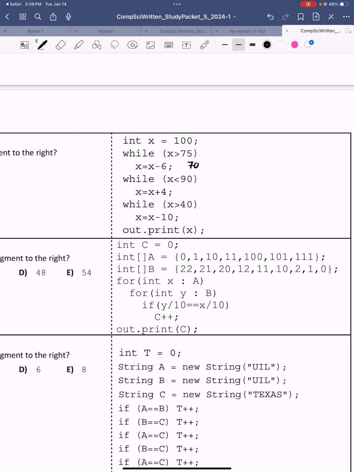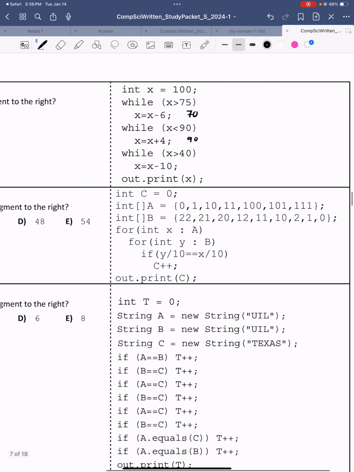Now while x is less than 90, we're going to keep adding 4. Well, 70 and 90 are both 20 apart, and 20 is a multiple of 4. So we're going to get to a point where we get like 86. Less than 90, yes. Add 4, we get 90. Is 90 less than 90? No, so we stop there. So we're going to get 90.